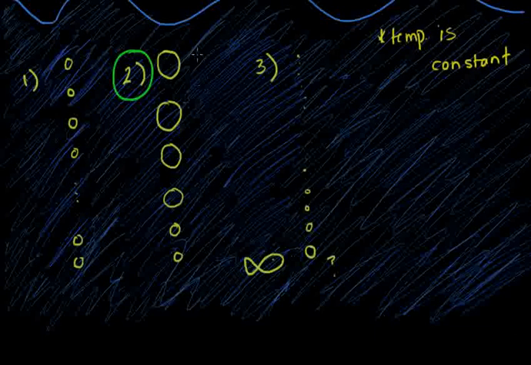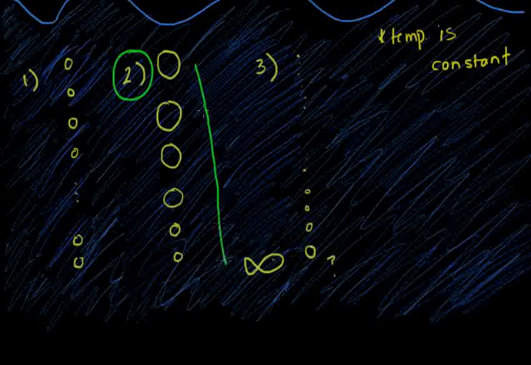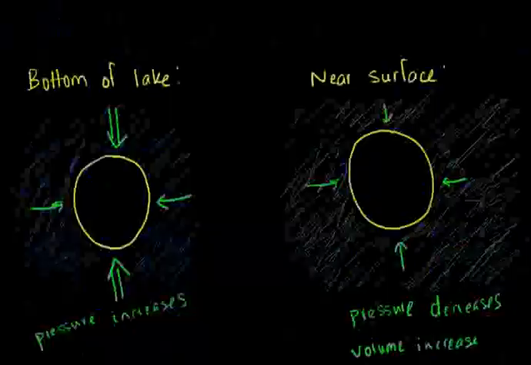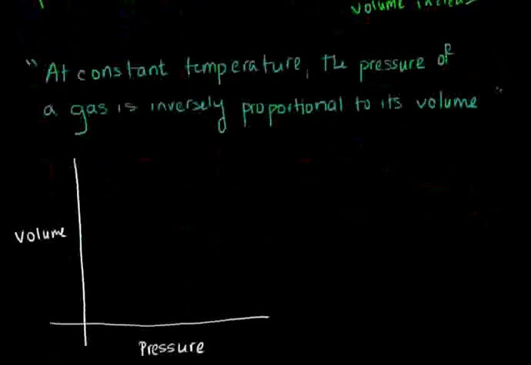It's going to increase in size as it moves up the lake because the pressure of the water being exerted on the bubble is going to decrease. And it's important to remember that this is all happening at constant temperature. And so now we can summarize Boyle's law.